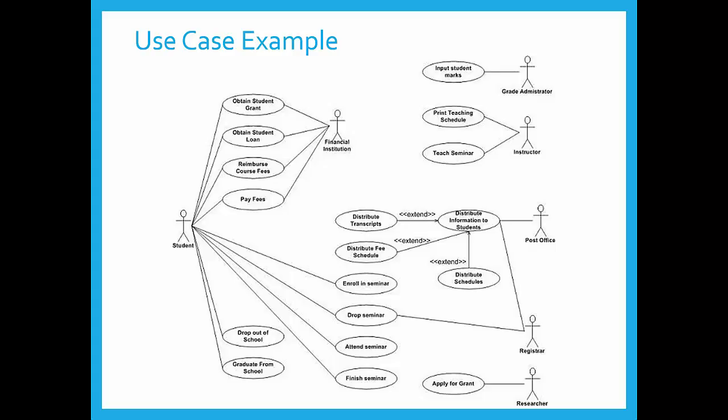Distributing transcripts, fee schedules, or class schedules are extensions of the process of distributing information to students. This process involves the post office, as letters are dispatched through the post office to students. These distributions are triggered by the registrar.